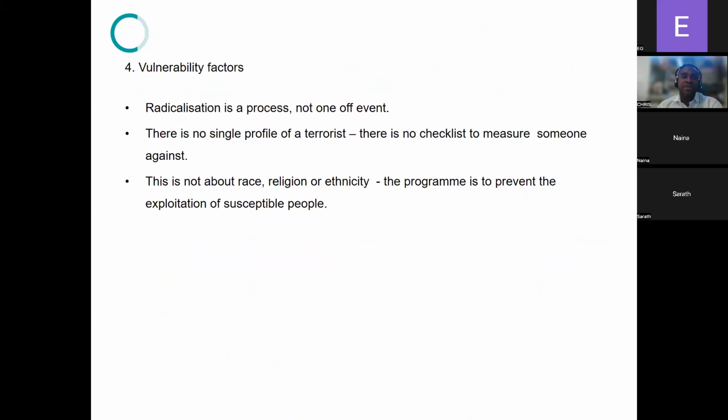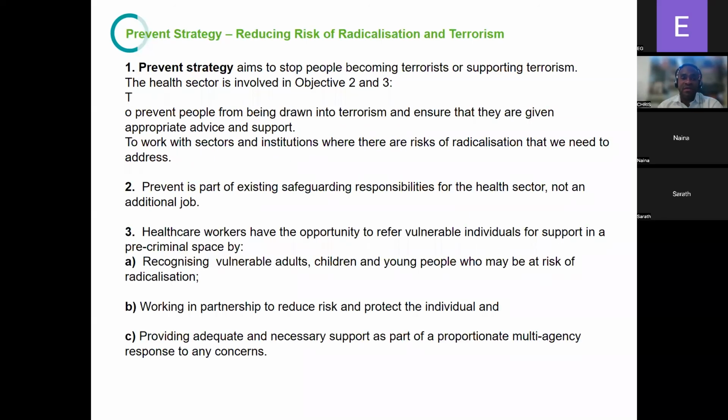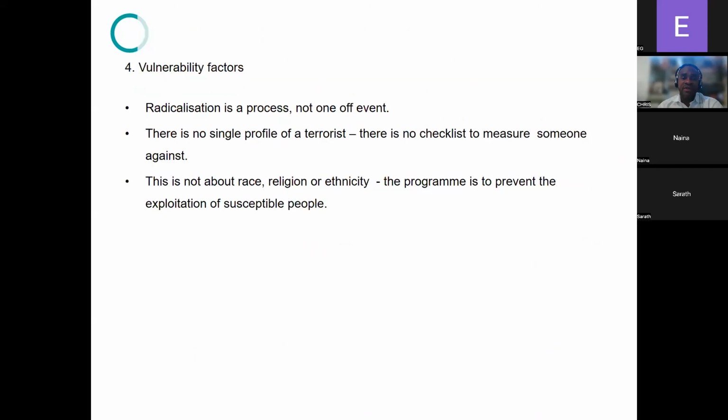Okay, so there are vulnerability factors. Under Prevent, there are vulnerability factors. Radicalization is a process. It's not a one-off event. It starts from a point, and then ends somewhere. So that's the first factor of vulnerability. Sometimes they lure the children or the individuals, they give them money, they promise them things.